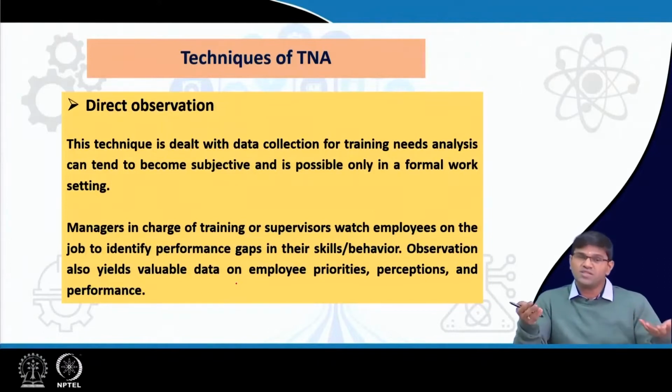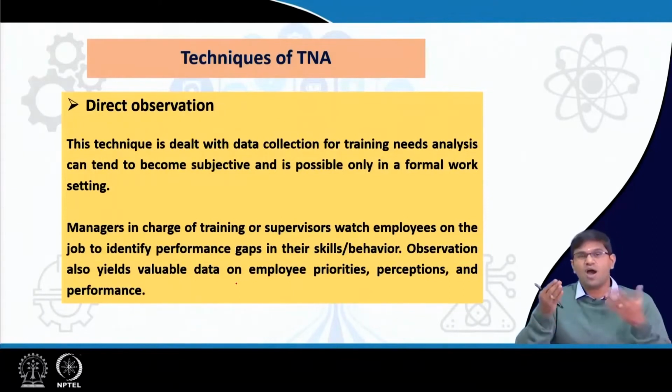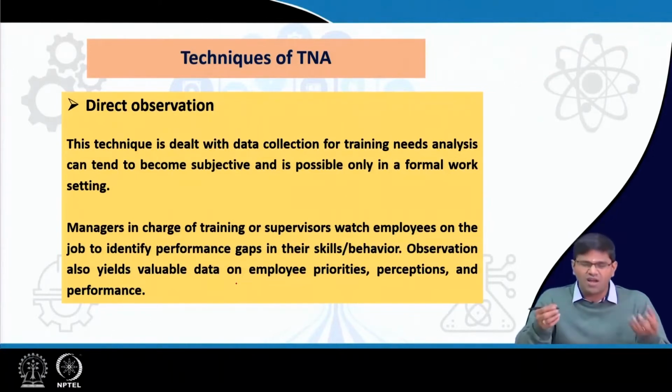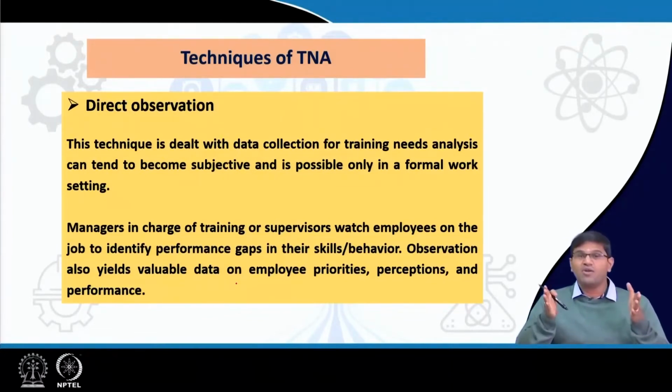Who can be chosen for doing this? Managers who are in charge of training, or supervisors who are supervising the subordinates. They can watch, paying close attention to the employees who perform the job, and they can identify the gap in skills or behavior which is resulting in the performance deficiency. So this observation method yields a lot of value in terms of identifying employee priorities, how employees perceive the job, and how they perform the job. Through these observations, you will be able to identify where they lack, where they perform really badly, or where they are not able to do well.